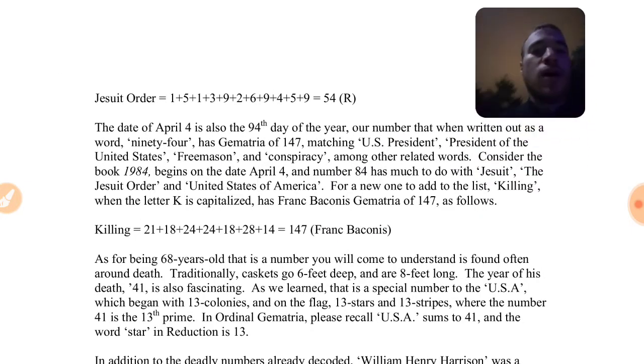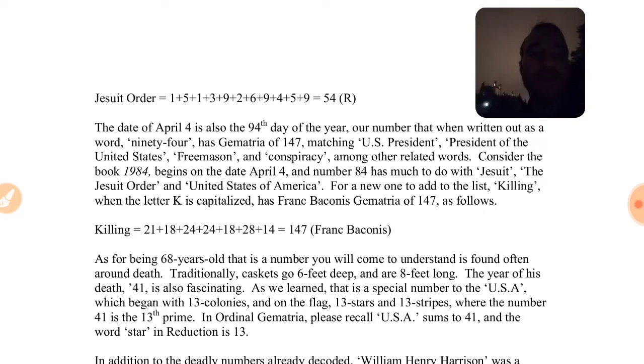There it is. The date of April 4th is also the 94th day of the year. Our number that, when written out as a word, 94, has gematria of 147, matching U.S., President of the United States, Freemason, and conspiracy, among other related words. Consider the book 1984 begins on the date April 4th, and number 84 has much to do with Jesuits.